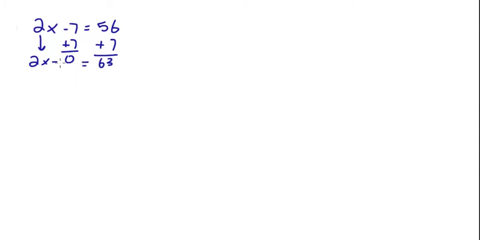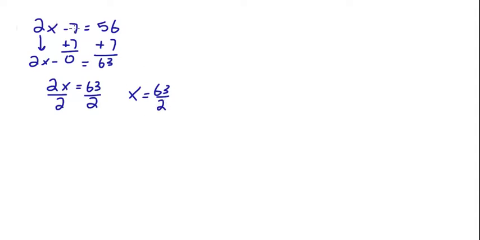So we get 2x minus 0 equals 63. Again, that 0 doesn't do anything, so we can just rewrite that as 2x equals 63. Now what do we have? We have 2 times x. We want to get rid of that 2, so the opposite of multiplication is division. So we divide, and we can just leave it as x equals 63 over 2.